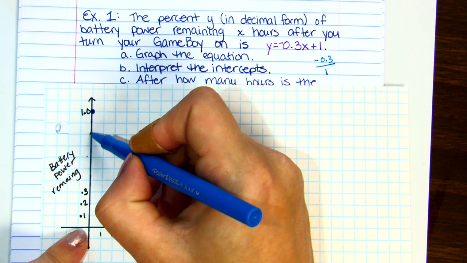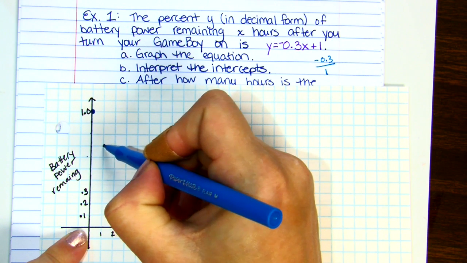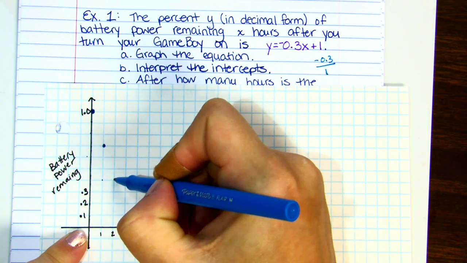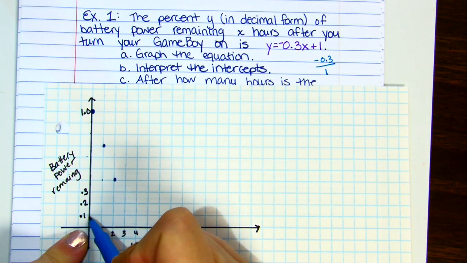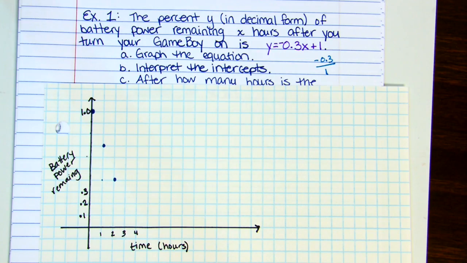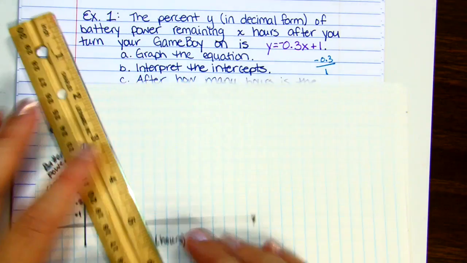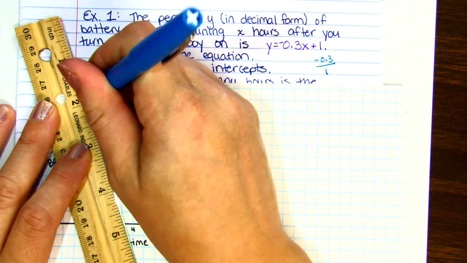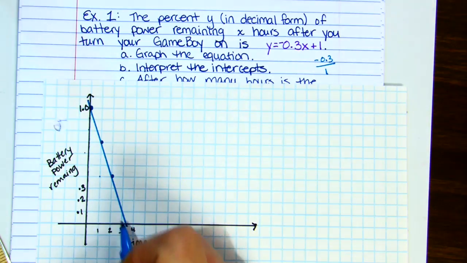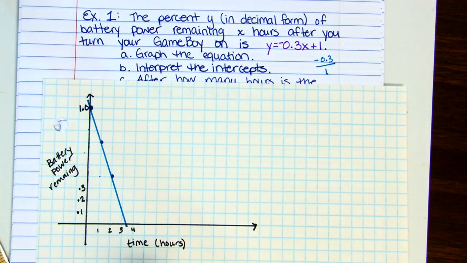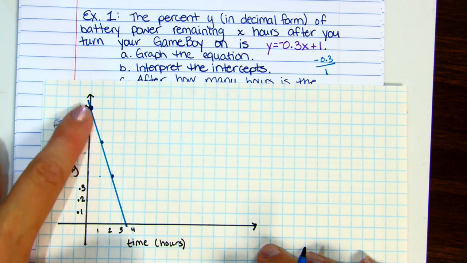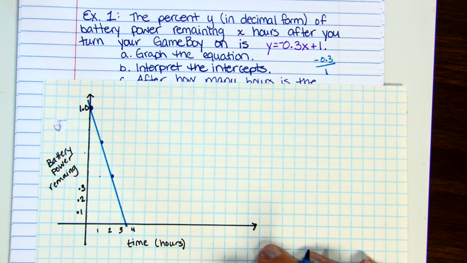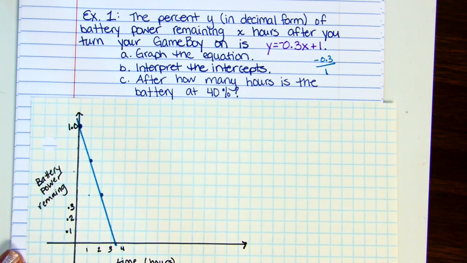So I go down 3/10 over 1, down 3/10 over 1. That's where using tenths to count up is kind of useful here. It made it a little easier to graph that slope. Now I'm going to connect all these points. And there's really no reason to keep drawing my line down into the negatives because, again, we can't have negative battery power. So this is really the only part of my line that I care about. So here I've graphed the equation.